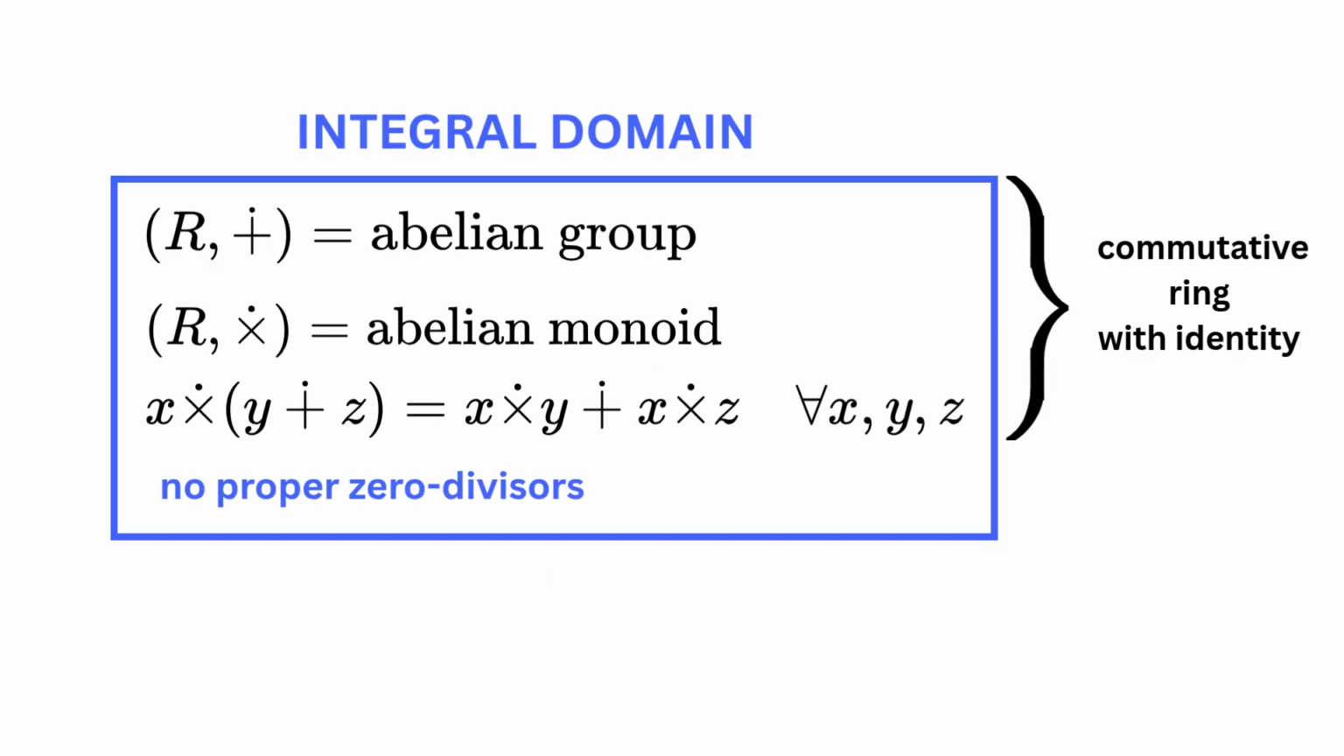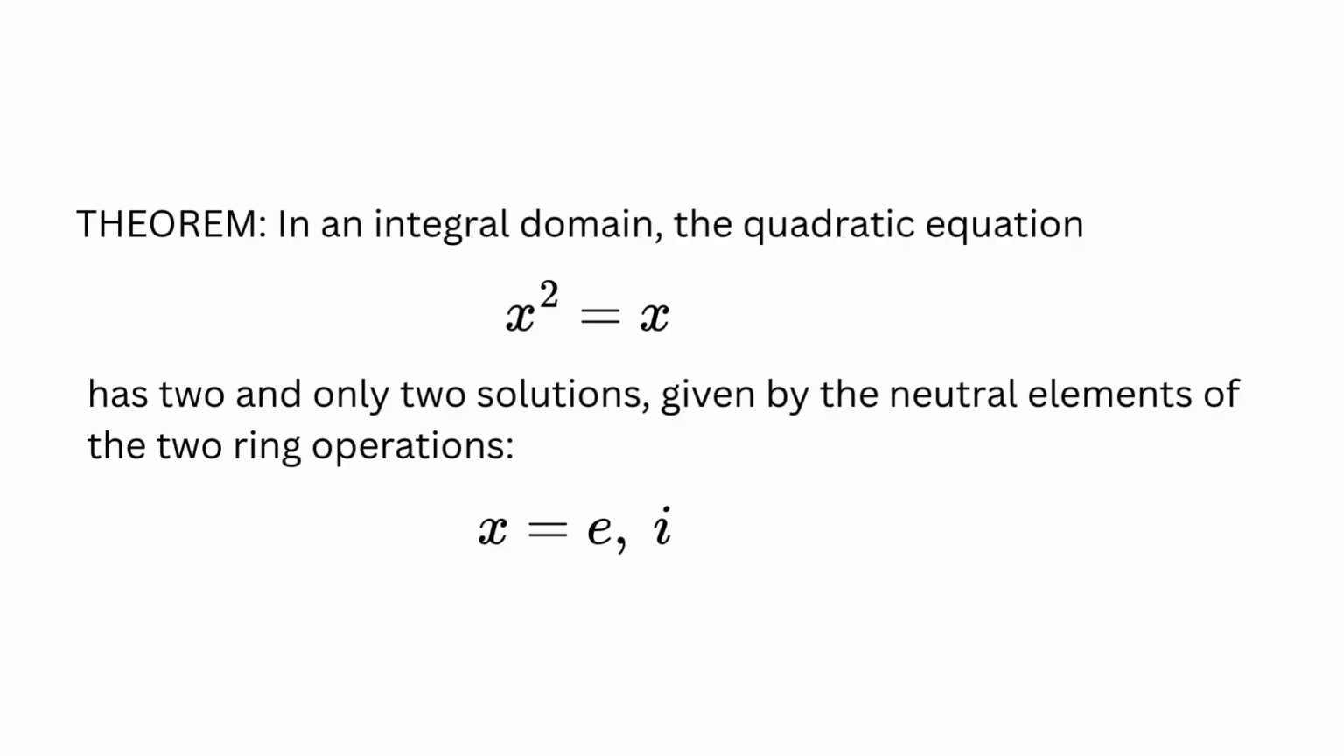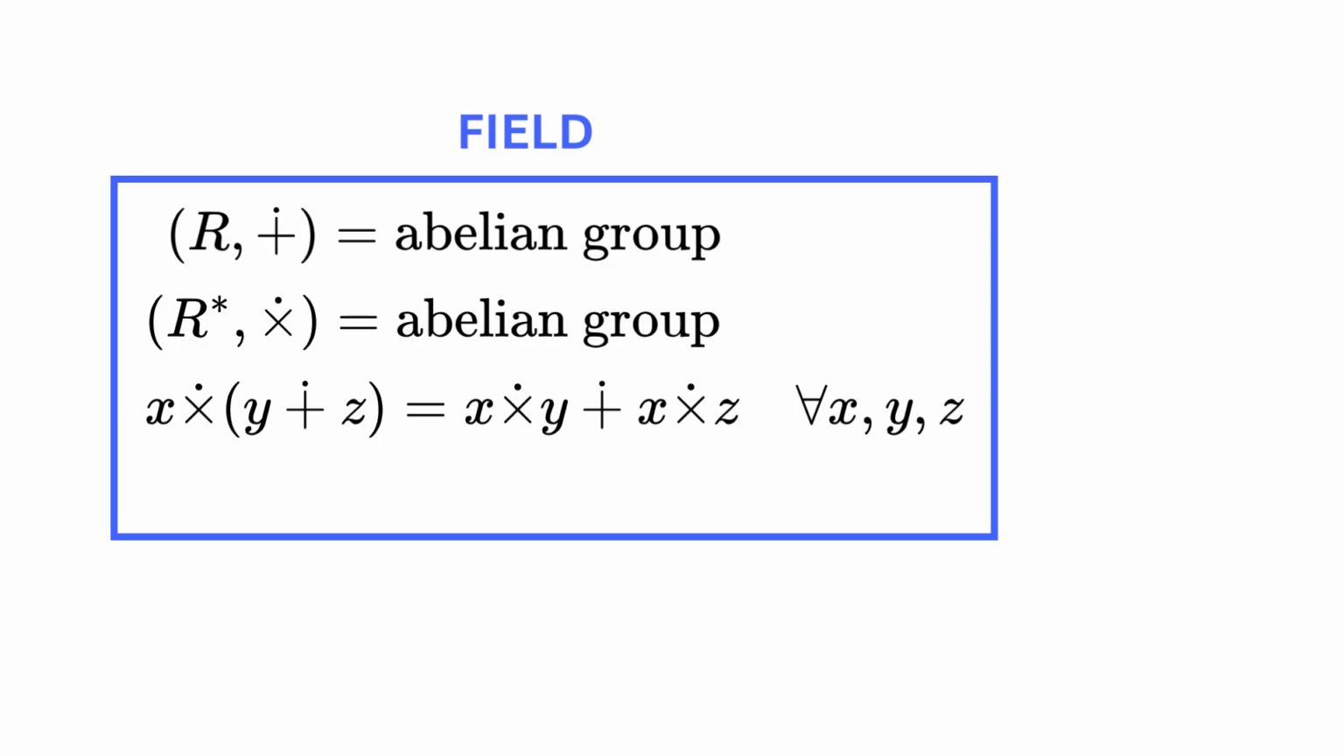A commutative ring with identity and no proper zero divisors is called an integral domain. In an integral domain, the quadratic equation x squared equals x has two and only two solutions given by the neutral elements of the two operations. If, in an integral domain, all elements of R asterisk have inverses relative to the multiplicative operation, then the resulting structure is called a field.